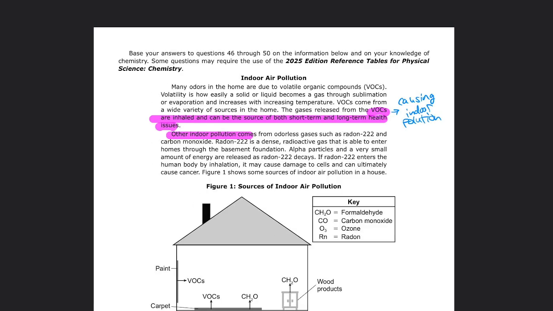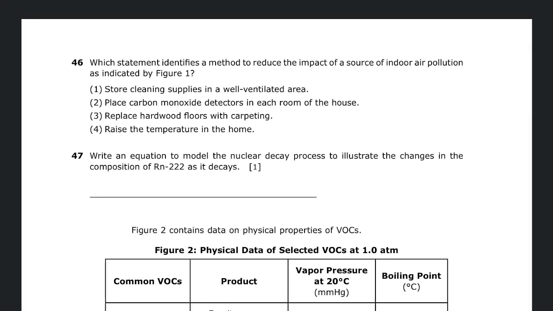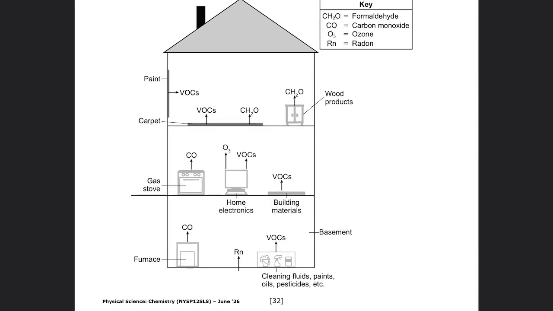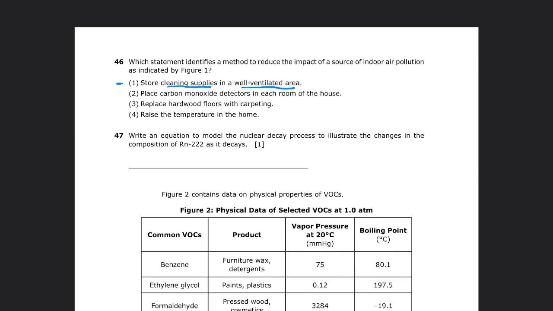All right, going back to the answer choices, it says that we can store cleaning supplies in well-ventilated areas to reduce a source of indoor air pollution. Let's go ahead and look at the figure. So I look for cleaning supplies, or cleaning fluids, and we notice that they're releasing VOCs. Well, logic would tell you that if we store these in a well-ventilated area, then maybe some of the VOCs will be sucked out of the basement and leave the house. So answer choice 1 is looking pretty appealing, but let's look at the other choices.